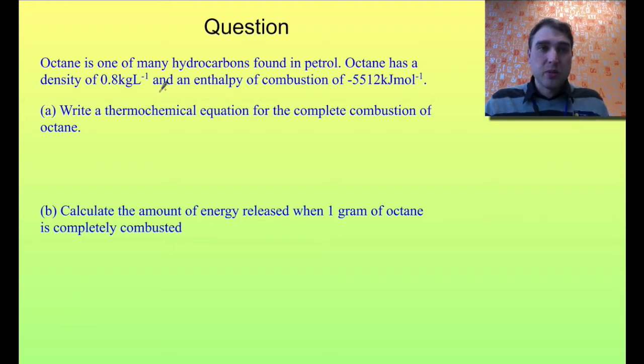I'm going to highlight some important parts up here first before I start. So we've got the density, we know it's octane, and we know its enthalpy of combustion in kilojoules per mole. So that's the delta H value there. So I might put delta H next to it. So write a thermochemical equation for the complete combustion. First thing we need to do is figure out what the formula of octane is.